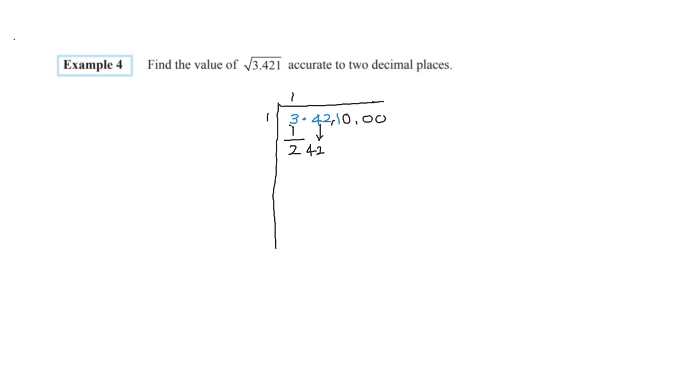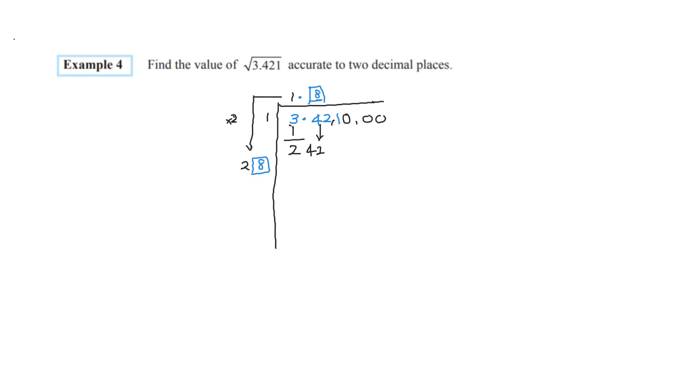Then what you have to do? You have to double this number. So 1 into 2 is 2. What you put here in the box, you have to put on the top, the same number. Don't forget to put the decimal point here. So when you multiply this by 8, let's see, you put 8 here and 8 on the top.